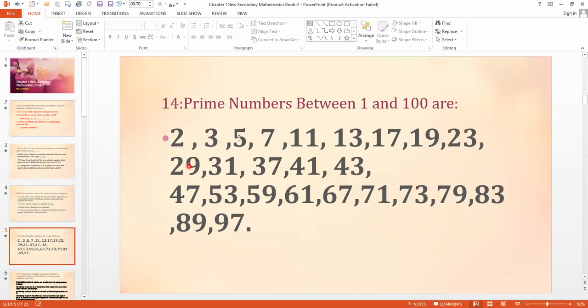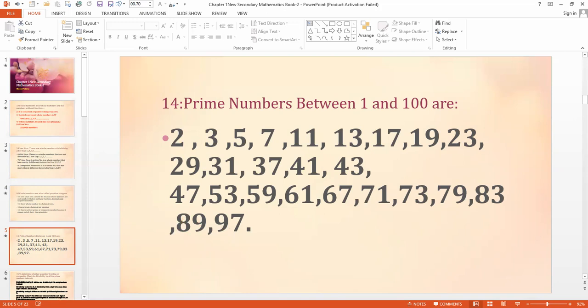3, 5, 7, 11, 13, 17, 19, 23. Look at 23. It is divisible by 1 and by 23. Is there any other number that can divide 23? No. So 23 is a prime number. 29, 31, 37, 41, 43, 47, 53, 59, 61, 67, 71, 73, 79, 83, 89 and 97. All these are prime numbers between 1 and 100.